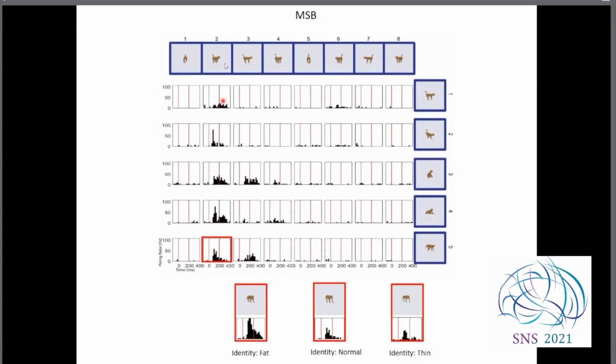So each column corresponds to a viewpoint, and each row corresponds to a posture. And this is here for one identity, for the normal identity. And you can see you have a strong selectivity for viewpoint. So these cells are strongly selective for viewpoint, and also show some selectivity, pretty good selectivity even for posture, and also for identity. So basically they are pretty selective for basic image properties, let's say.